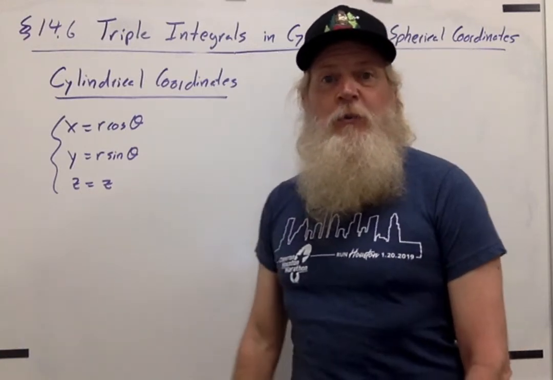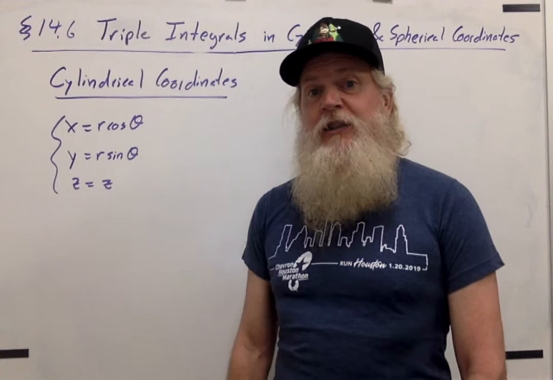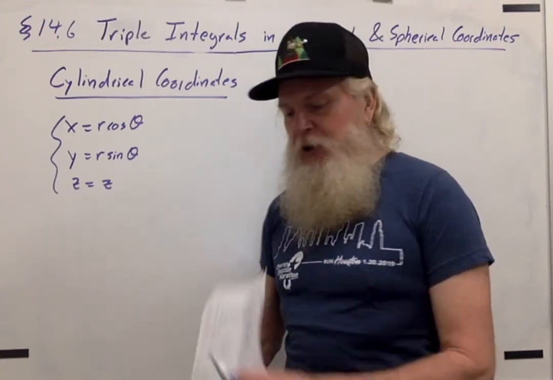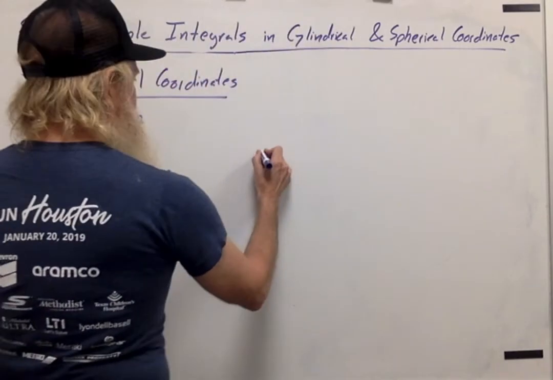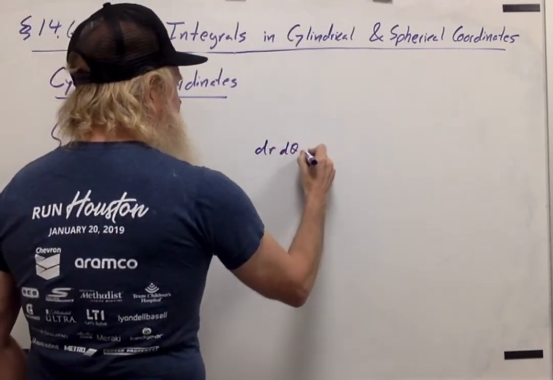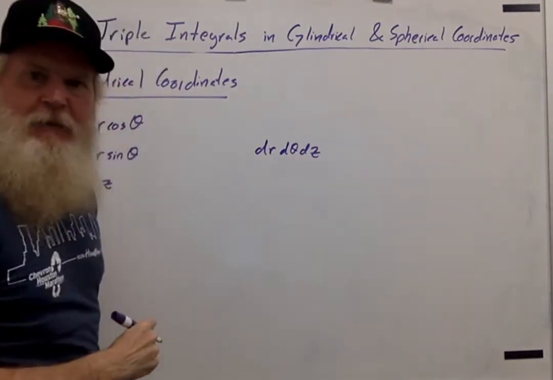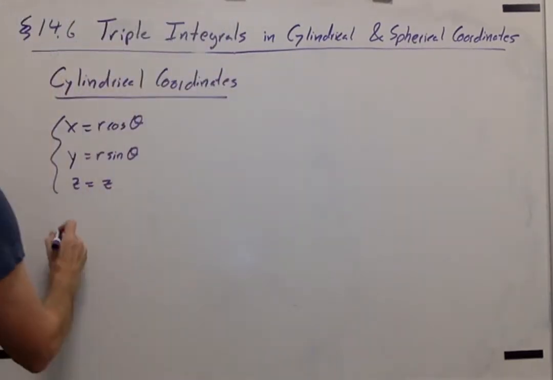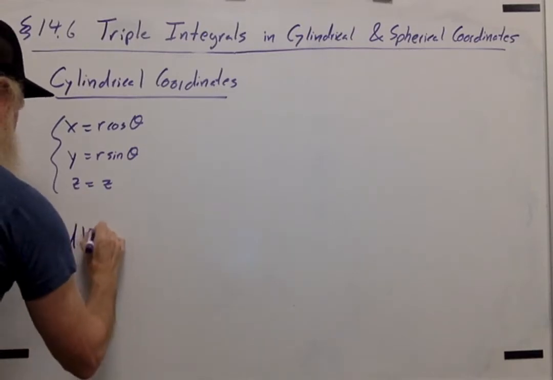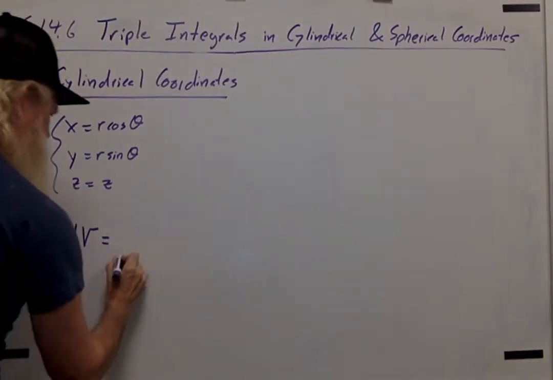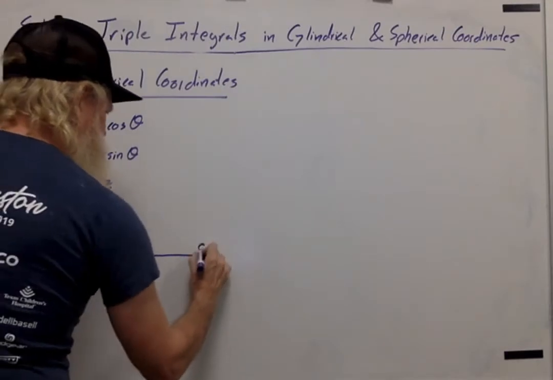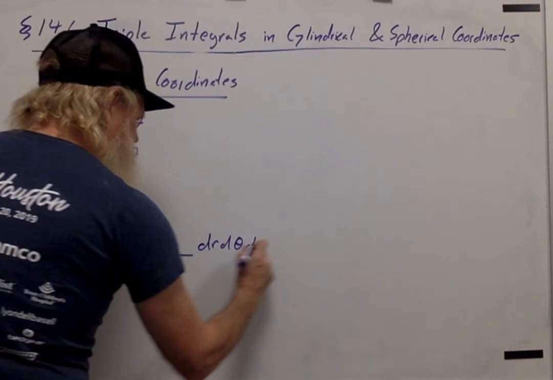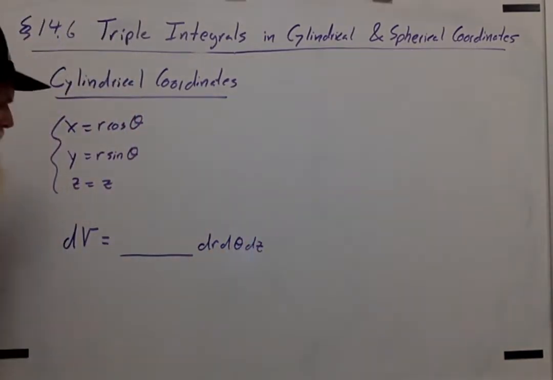Now something important to remember is that when we're integrating over solids, we're going to be using all three of the cylindrical coordinates. So our integrals are going to be of the form dr, d theta, dz in some order. Now, an important thing to wonder, though, is what is the volume element in cylindrical coordinates? It's going to be something dr, d theta, dz. But we have to figure out what goes in this spot.